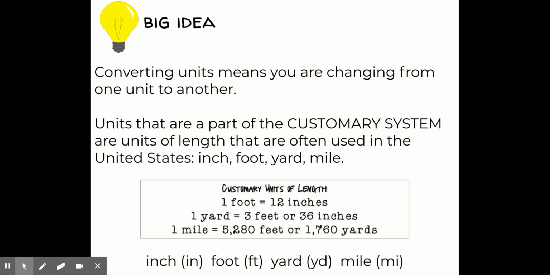1 foot is equal to 12 inches. 1 yard is equal to 3 feet, or 36 inches. 1 mile is equal to 5,280 feet, or 1,760 yards. I also put the abbreviations there on the bottom for you in case you need them for any of today's problems.